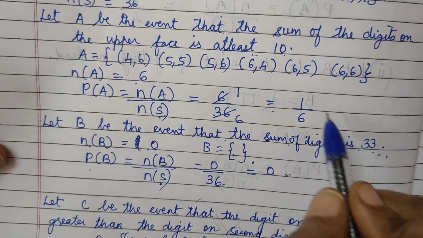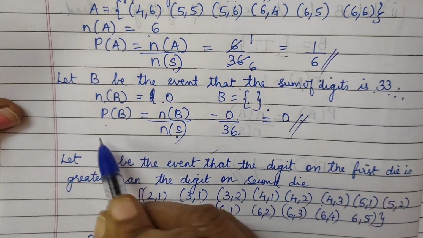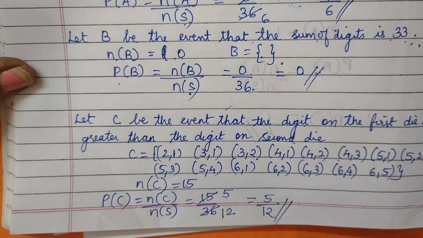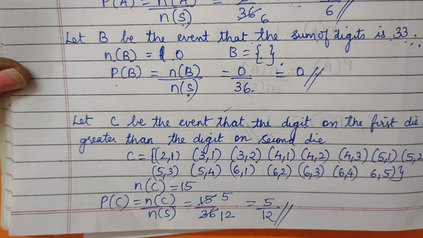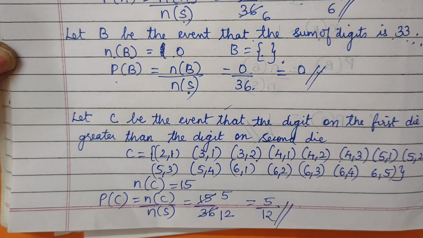The first answer we got was 1 upon 6. Second, we got P of B as 0, and the last one, 5 upon 12. You have to pick up and write the answers at the end properly. Okay dear.